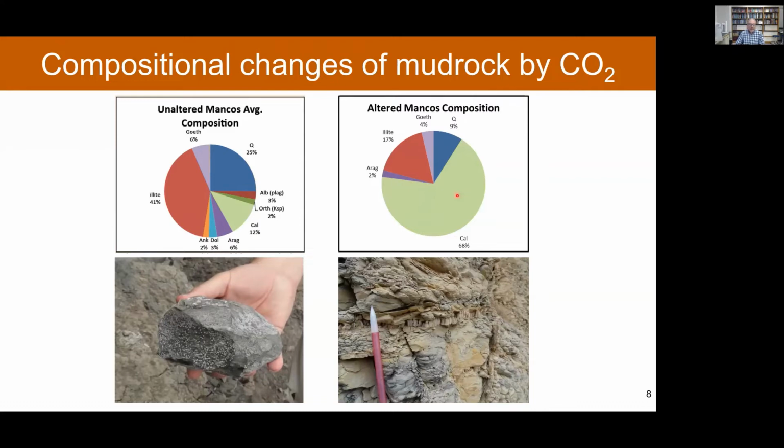So as the CO2, or the brine that is saturated with CO2, migrates through this shale along the fractures, it precipitates abundant calcite in the pores, and it's also replacing some of the minerals.